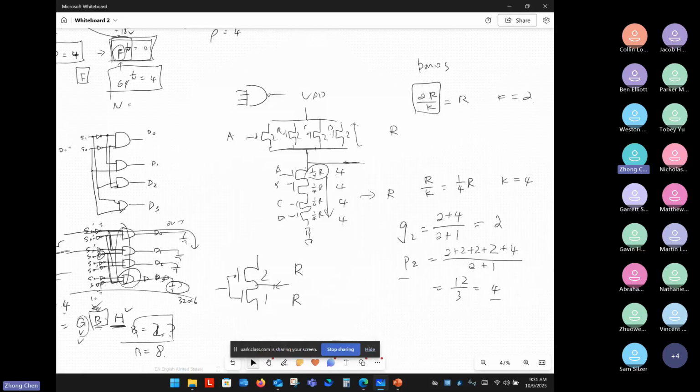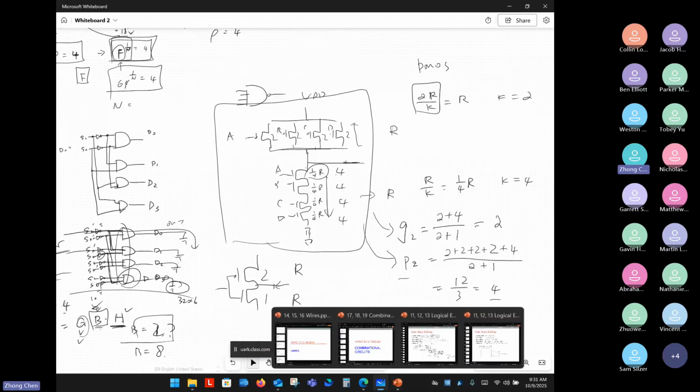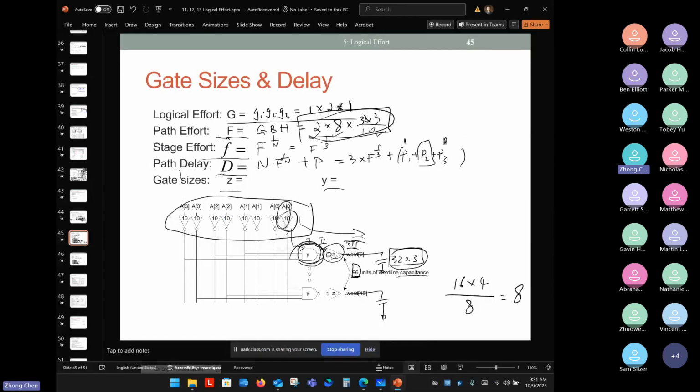So you can derive this. Once you have this and you have the size of the PMOS and NMOS, you should be able to get the G value and the P value by yourself. Once you have the G value and the P value, let's go back to the calculation. So this is equal to 4. You should be able to calculate the best delay time.